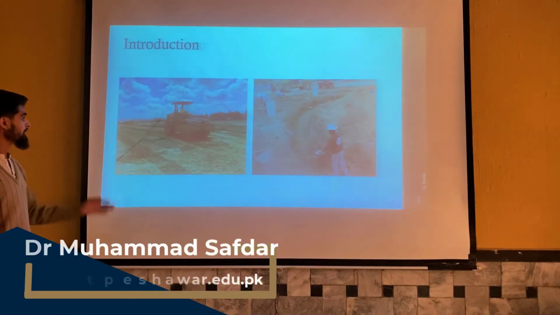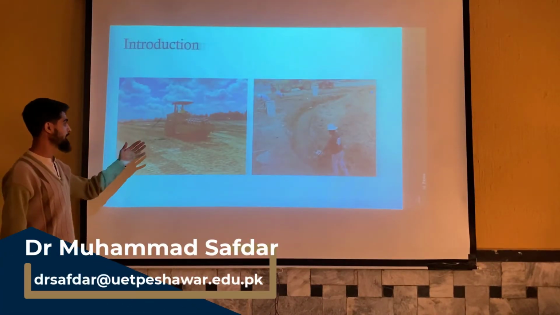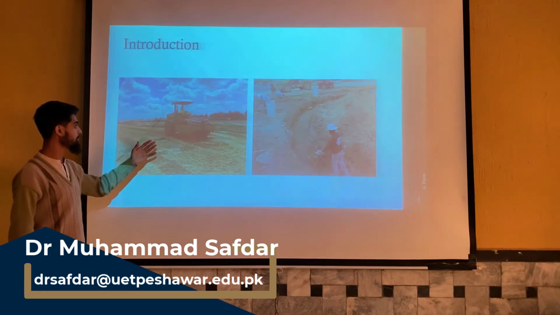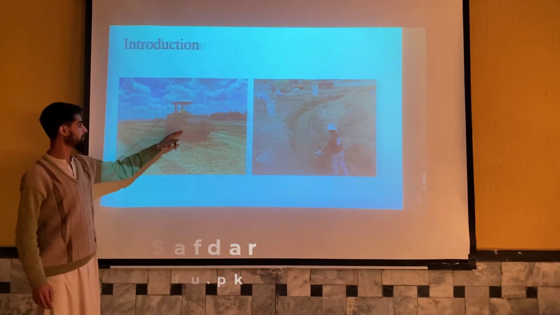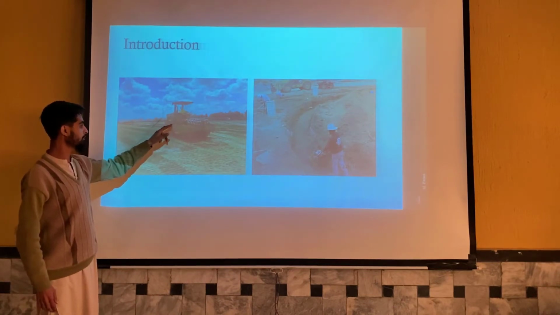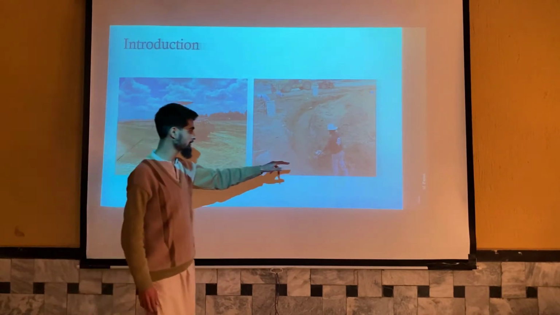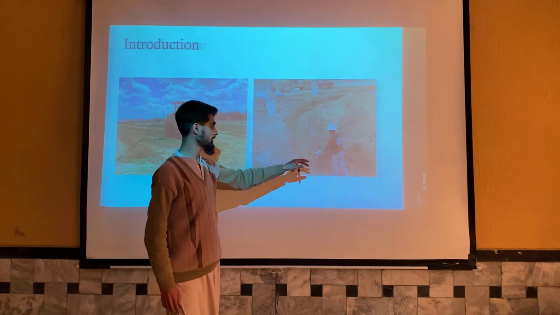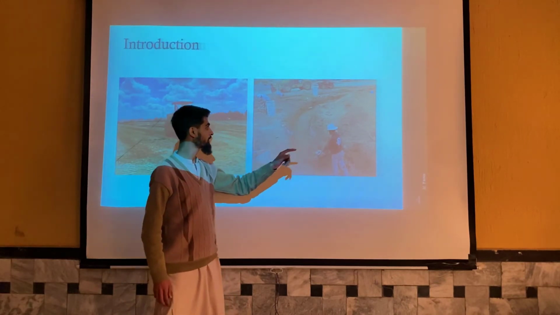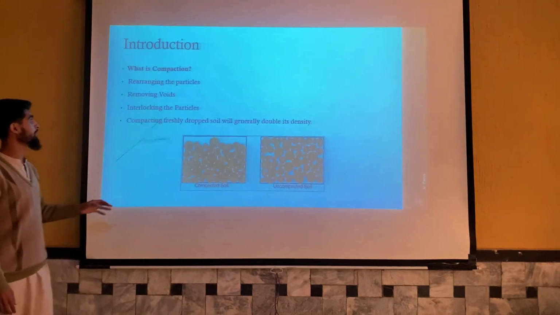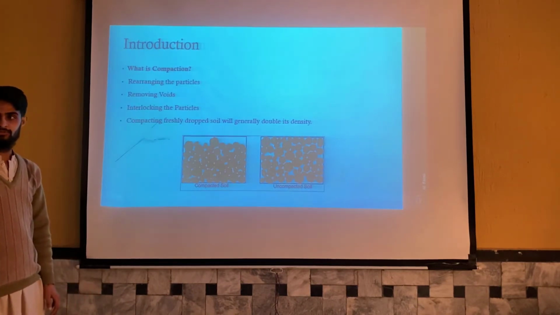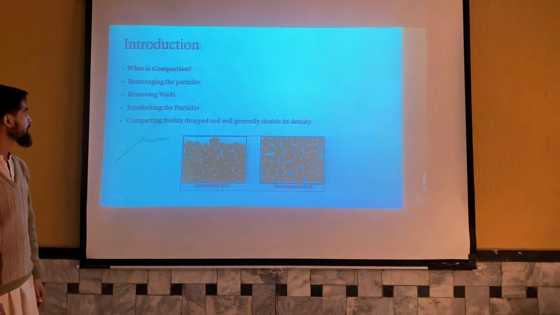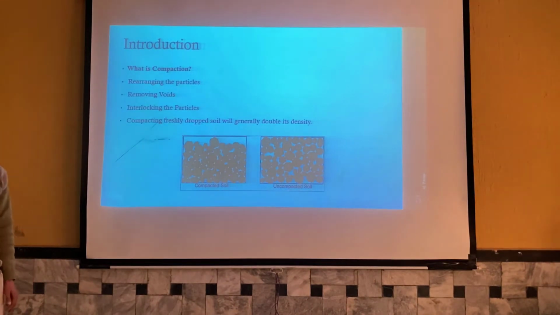So starting, these are the compaction equipment that are used in the field. You can see that this is a roller that is mounted on a vehicle, and this is a compaction equipment, a rammer, and the man is operating this, and the soil is being compacted. So before going to the compaction equipment, it is important that we know what compaction is, why it is necessary, and what the objective of compaction is.